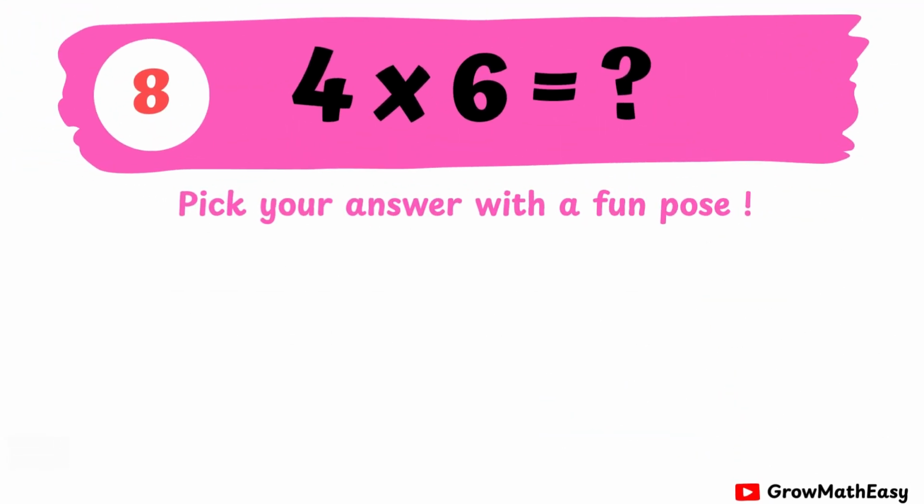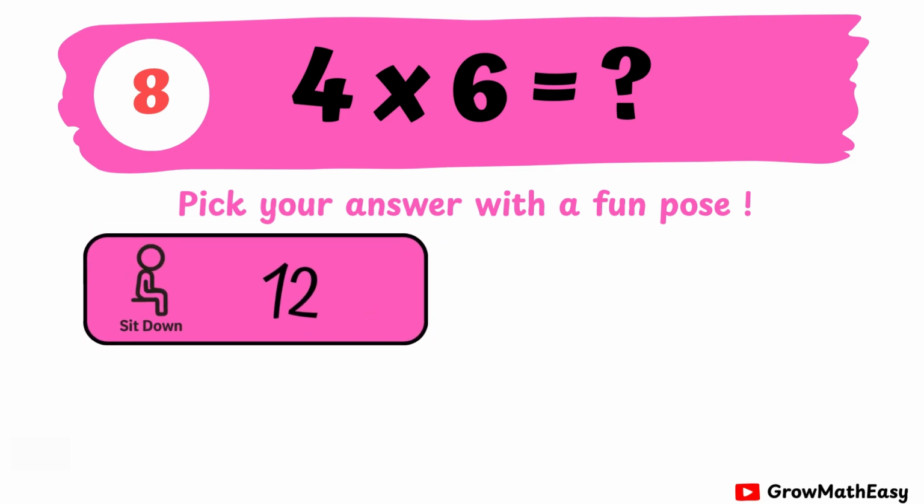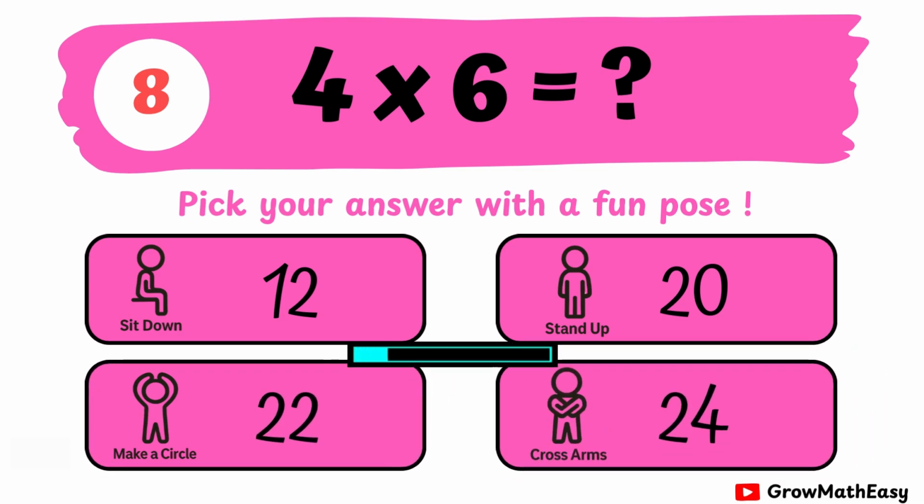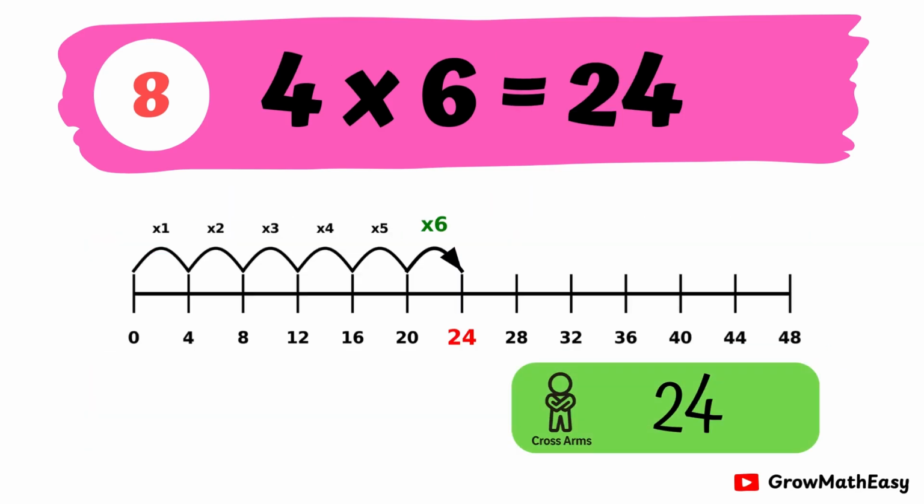What is 4 times 6? 24. Cross your arms. 4 times 6 is 24. You can see the multiples of 4 on the number line.